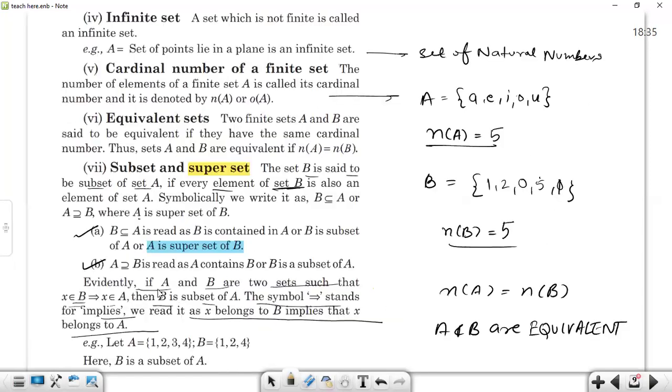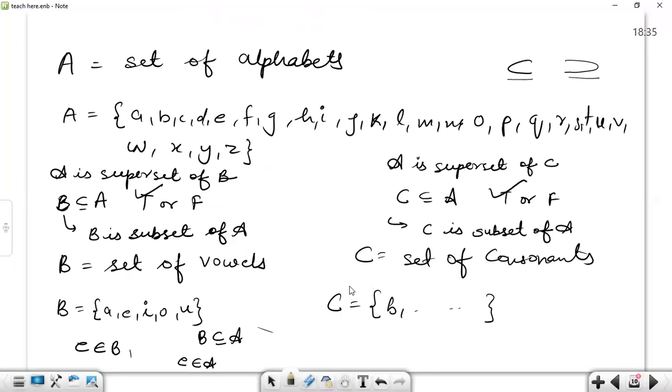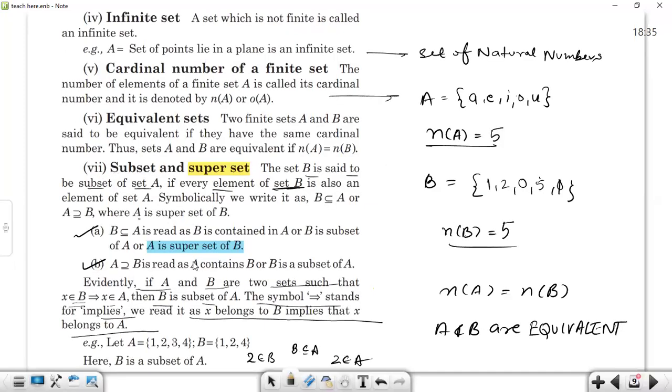This is the property about subsets, and this is what is written here. Let A be {1, 2, 3, 4} and B be {1, 2, 4}. Here B is a subset of A. If 2 belongs to B, and it is given that B is a subset of A, then it is for sure that 2 will also belong to A. Clear? Clear about subset and superset? Yes, sir. I want you all to read this much once again.